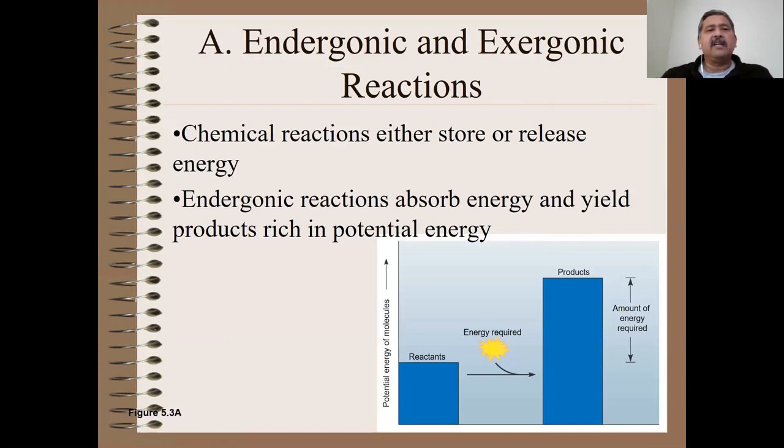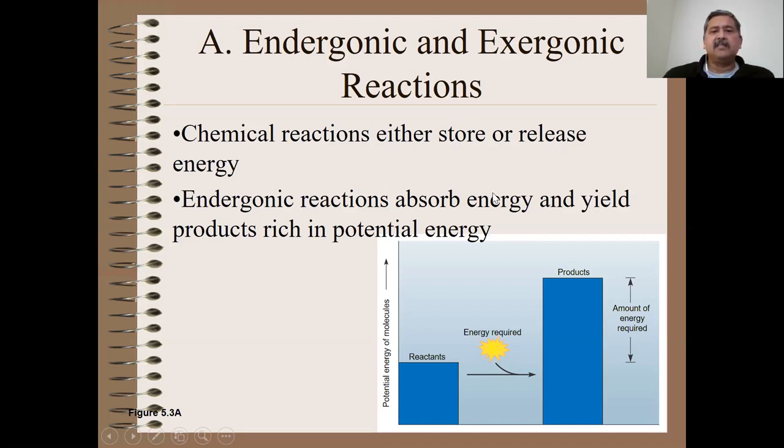So this is the endergonic and exergonic. Now, gonic means energy, and ender means inside. Exer means outside, like exit. Ender goes inside or under, if you want. Endergonic and exergonic. So this is energy going in, and this is energy leaving. So it says your chemical reactions either store or release energy. The energy comes in, or it leaves, or it exits.